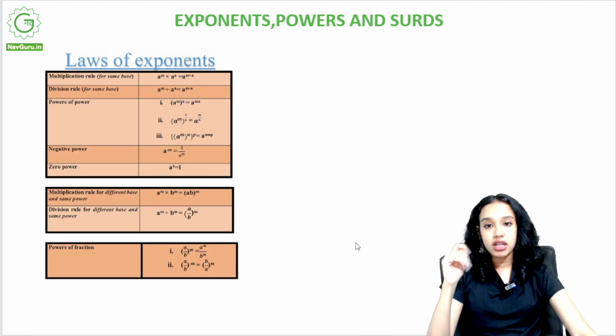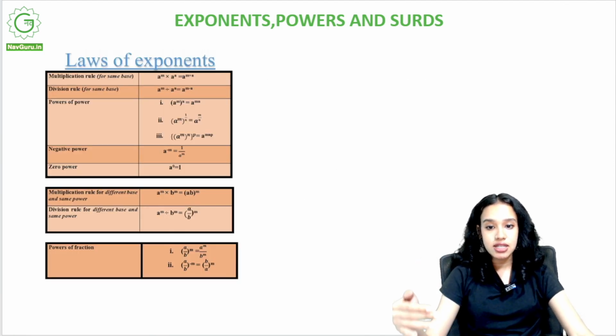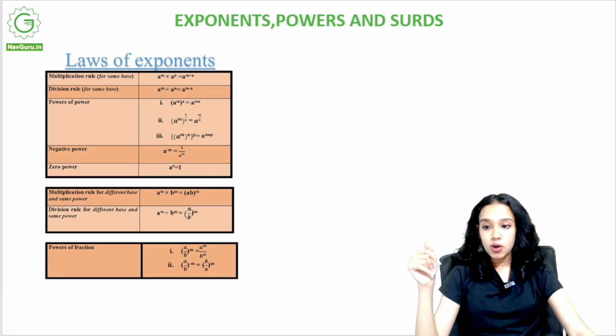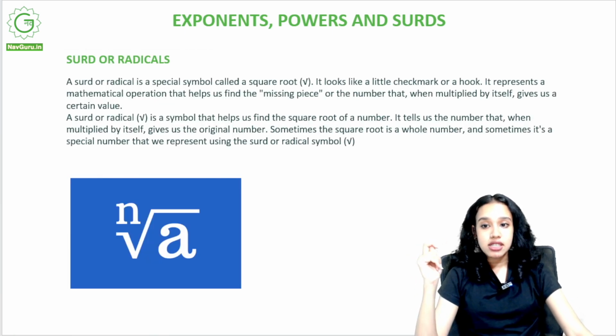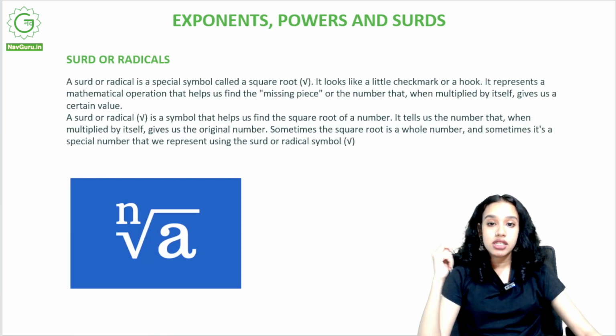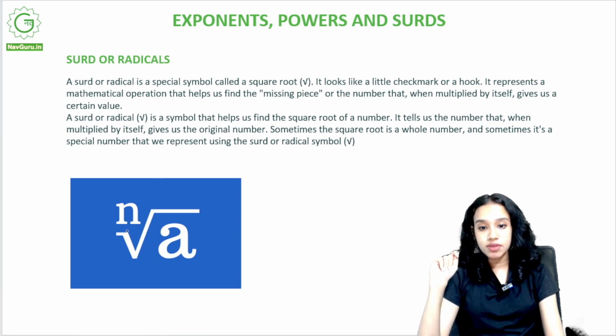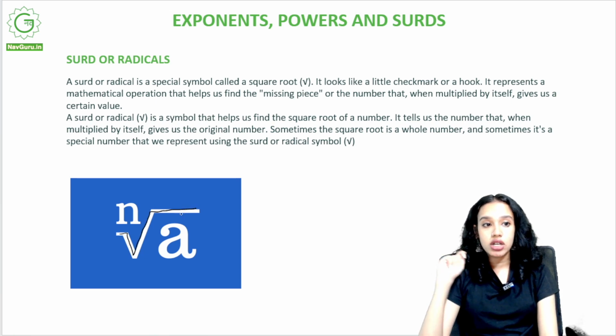Now we have the laws of the exponents just written like this, right? Now, surds or radicals. So what is a surd or what is a radical? A surd or a radical is a special symbol called a square root. It looks like a little check mark or a hook. This thing is called the surd or a radical.